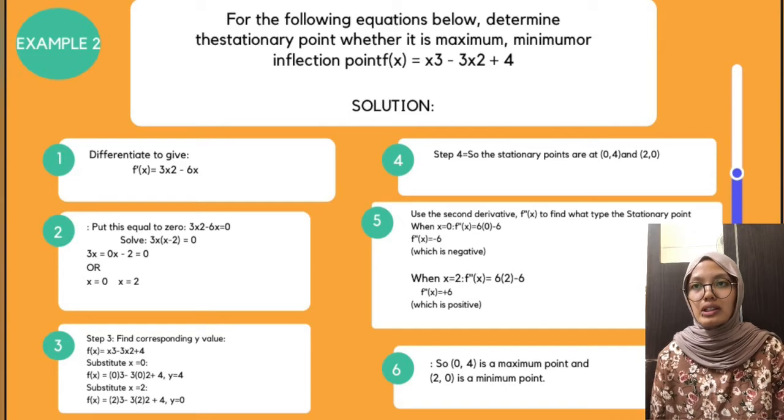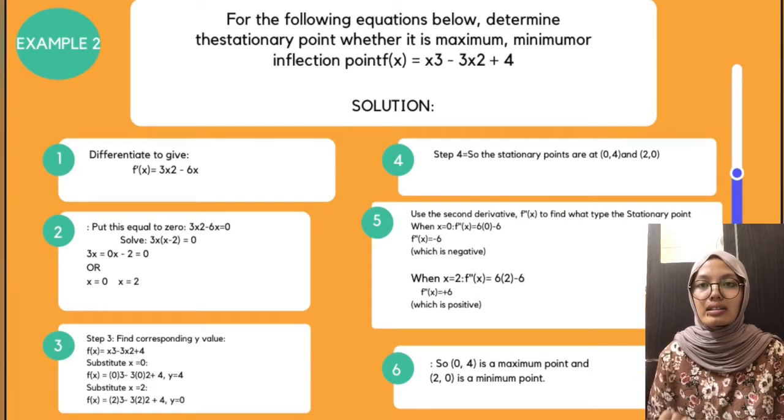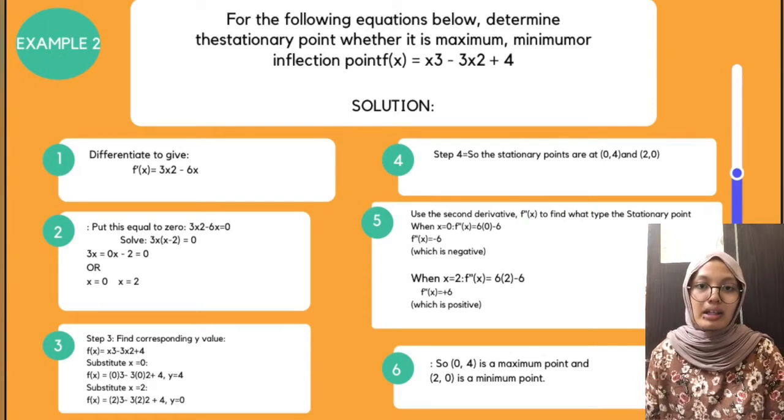So today I would like to continue the presentation by presenting the next question. For the following equation below, determine the stationary point whether it is maximum, minimum, or inflection point. f(x) equals x cubed minus 3x squared plus 4.